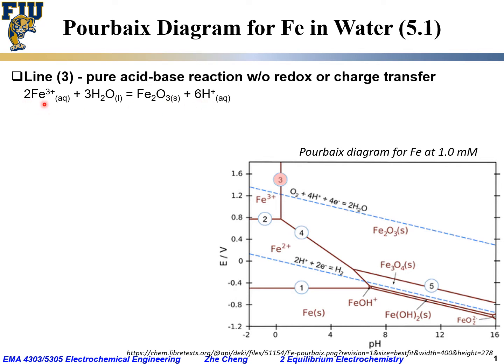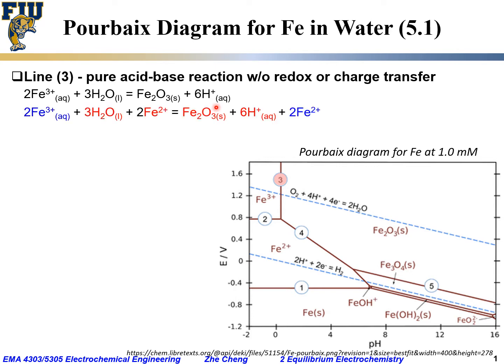2 iron on the left, 2 iron on the right. 6 hydrogen on the left, 6 hydrogen on the right. 3 oxygen on the left, 3 oxygen on the right. 6 plus of charge on the left, 6 plus on the right. So in terms of mass and charge, this equation is balanced.